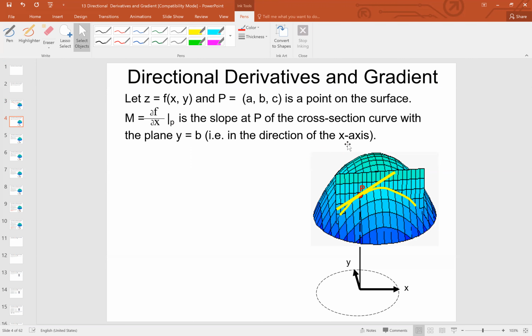And of course, the partial with respect to y is this: if I take a plane that cuts in the y direction in this manner, I have a curve on the surface like that, and in the y direction there will be the slope of that line, and that is the partial y.